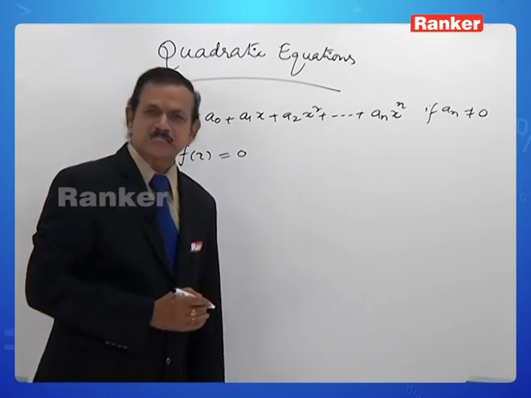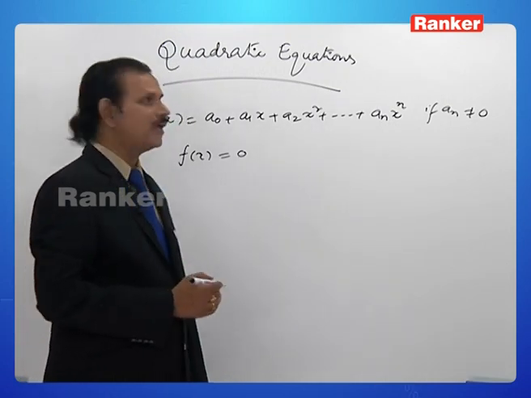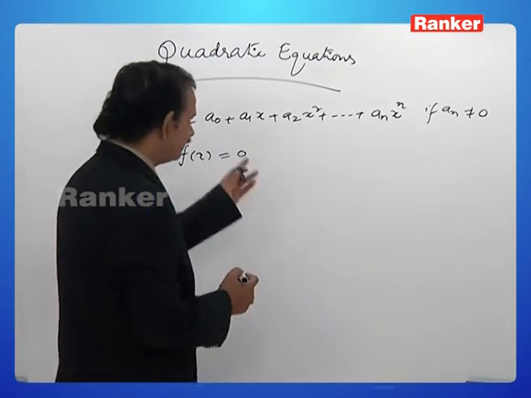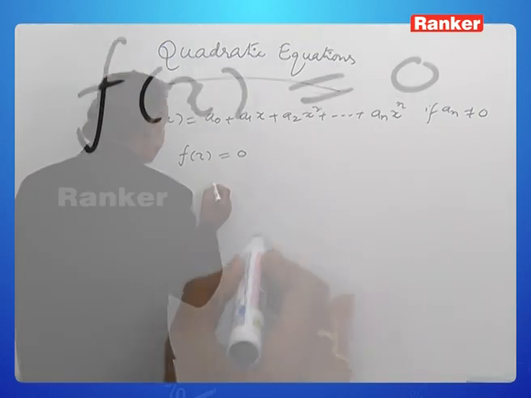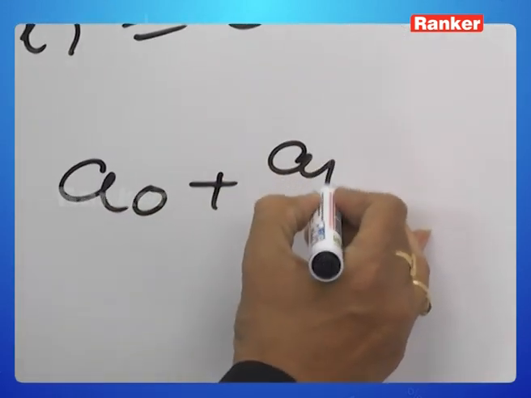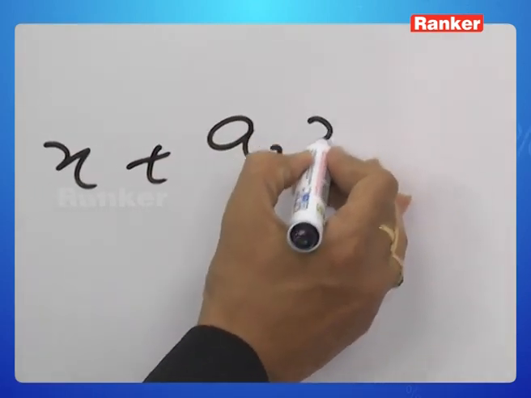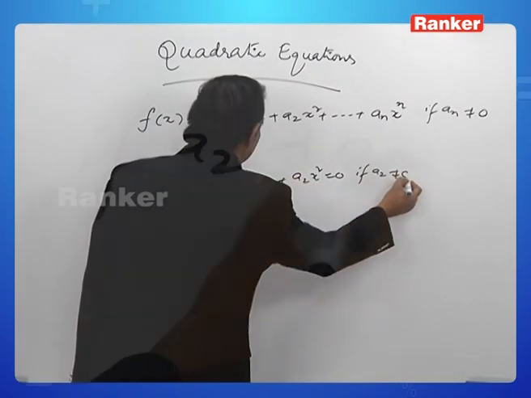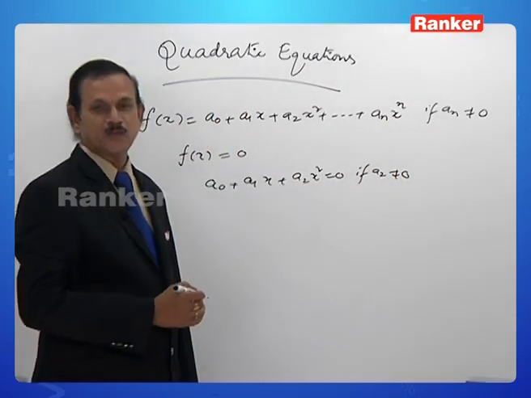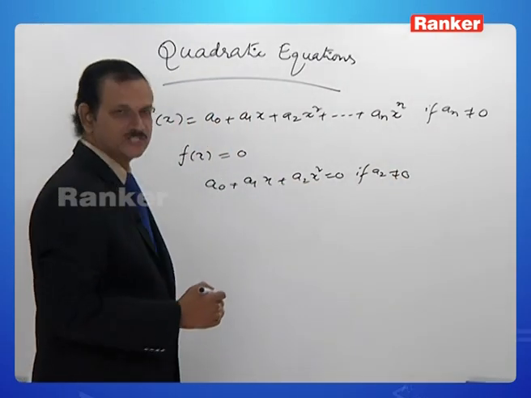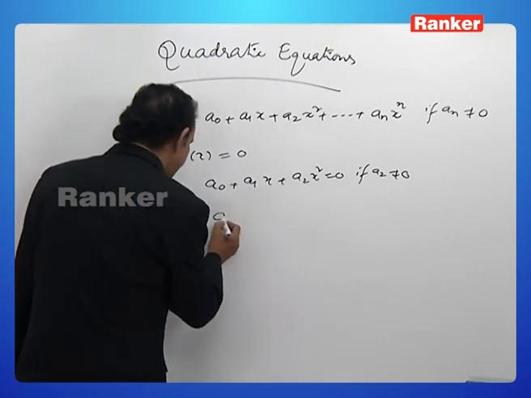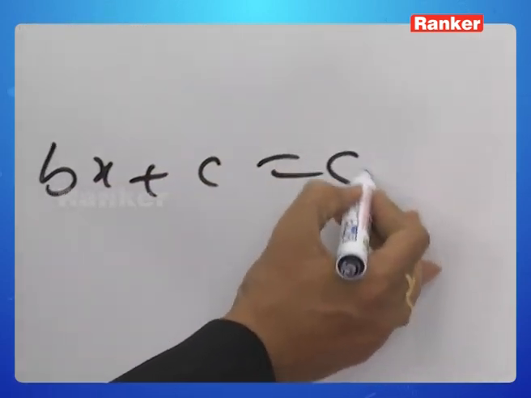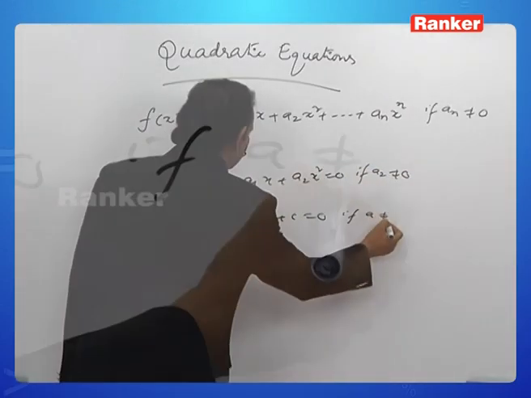Of special interest is the case to deal with quadratic equations in the present class. Therefore, if n is equal to 2, then this becomes a0 plus a1x plus a2x square is equal to 0. If a2 is not equal to 0, it is a quadratic equation. And more generally, this form could be taken as ax square plus bx plus c is equal to 0 if a is not equal to 0.